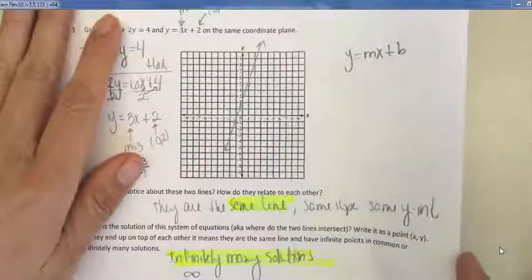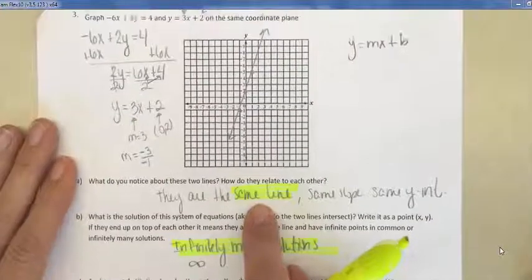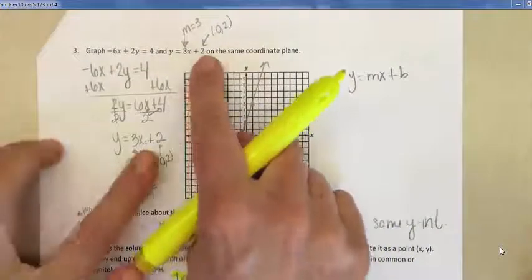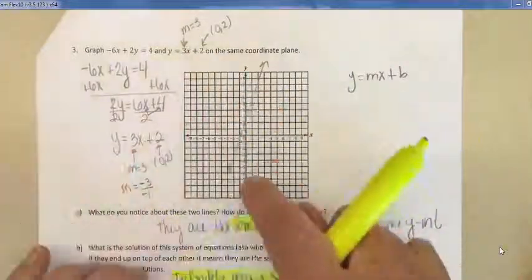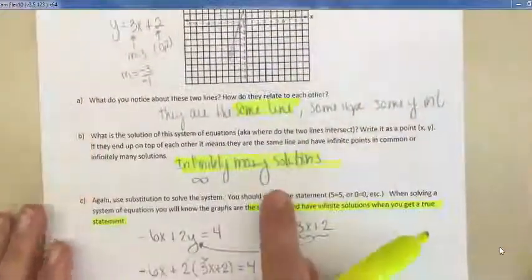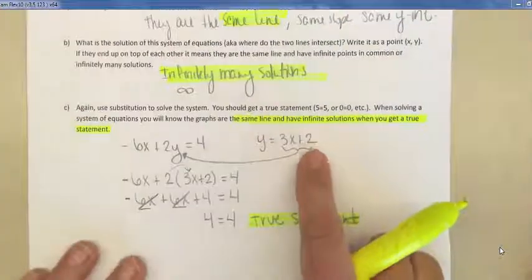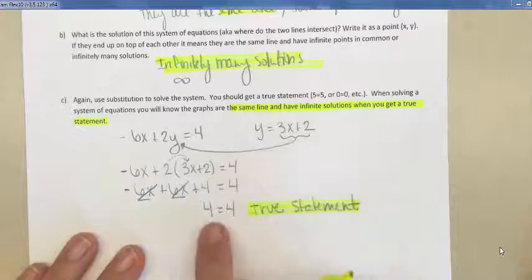And then the last type is when we have the same line, and again, these had the same exact y-intercept and the same slope. So the exact same line, infinitely many solutions, and we get a true statement if we solve it algebraically.